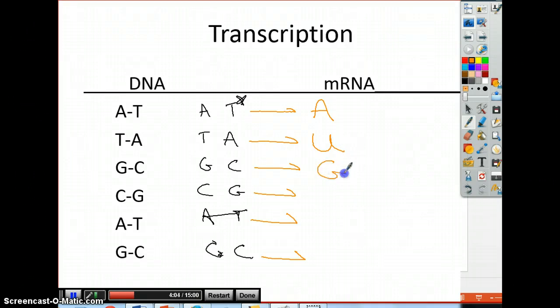C's become G. G's become C. T's become A. C's become G. So now the code that was originally in DNA has been given to the messenger RNA. The messenger RNA will head off to the ribosomes. And in the end, we will have a protein.